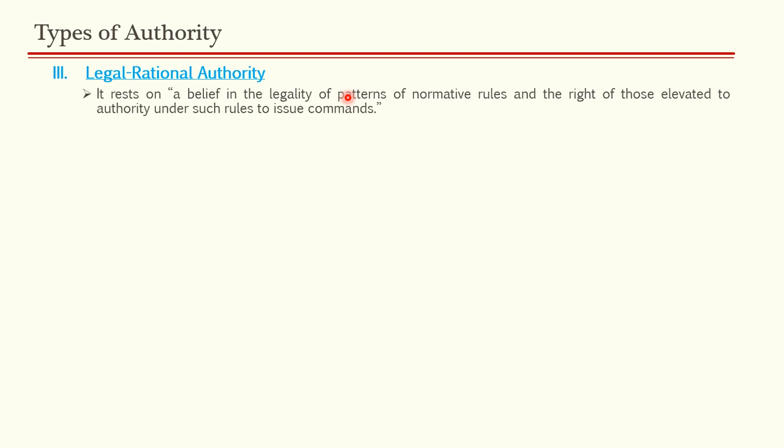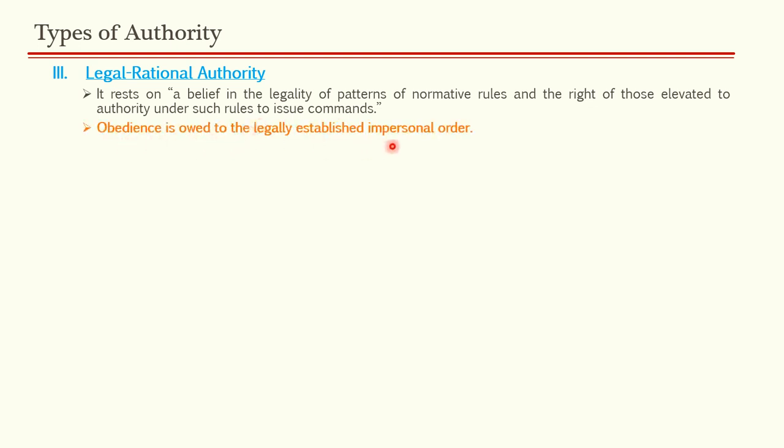It rests on a belief in the legality of patterns of normative rules and the right of those elevated to authority under such rules to issue command. So there are some normative rules, there are some norms, and these norms and these rules have legality to them. There is some legal definition to these rules and norms. So there is a belief in the legality of patterns of normative rules and the right of those elevated to authority under such rules to issue commands. So whoever the leader is, they have a right to command because of these laid down principles, these laid down legal norms and legal rules. So I hope it is clear now.